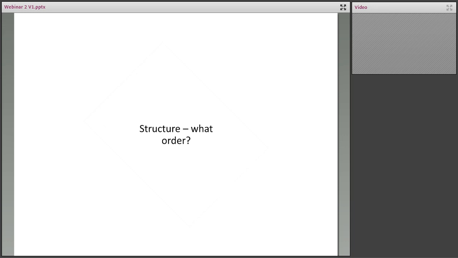So, language ideas and resources of the week. Probably have to move on again here.